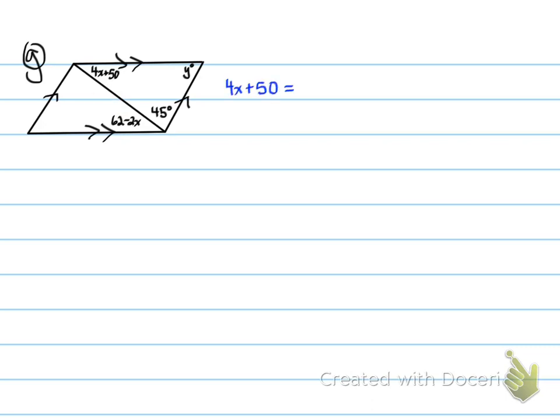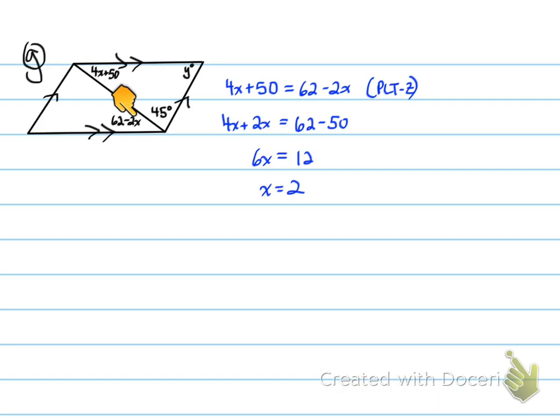So 4X plus 50 equals 62 minus 2X because of PLTZ. Knowing that, we solve for x by saying 4x plus 2x is equal to 62 minus 50. That is, 4x plus 2x is 6x, and 62 minus 50 is 12. That means x is equal to 2. So we plug in a 2 here, and we plug in a 2 here, and we can figure out these angles. How does that help us? Well, specifically here, if we plug in the 2, this will be 58 degrees. 58 degrees plus 45 degrees will help us figure out y.